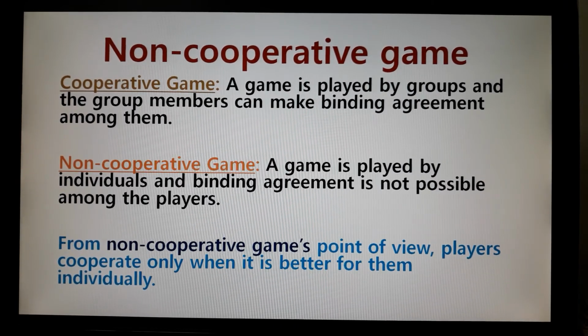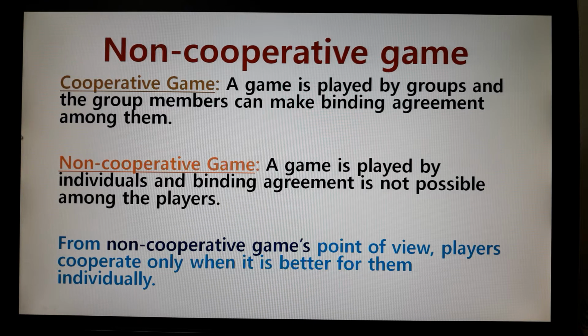Hello, this is lecture 5 of game theory. We are in the second week, and from the fourth lecture, we are looking at game theory itself. There are two kinds of game theory. They are cooperative game theory and non-cooperative game theory.